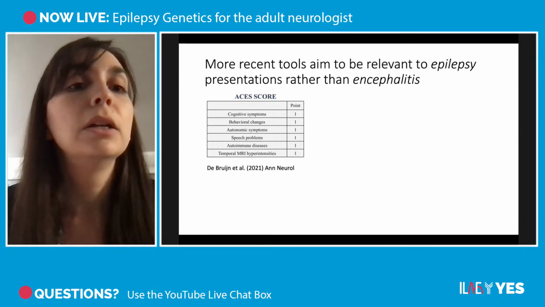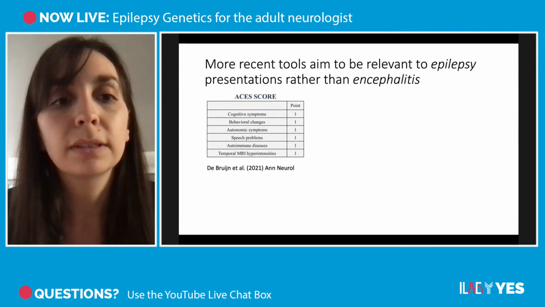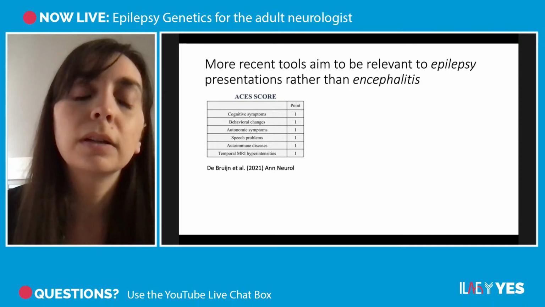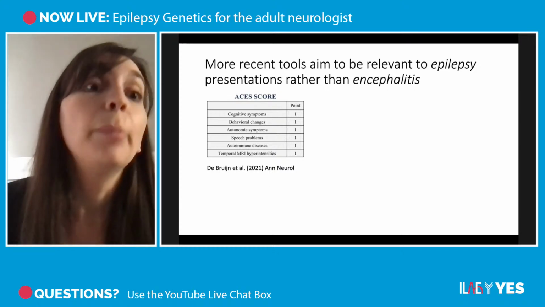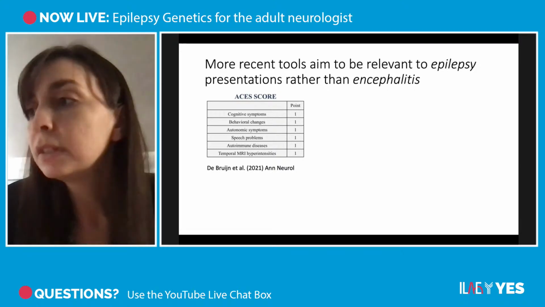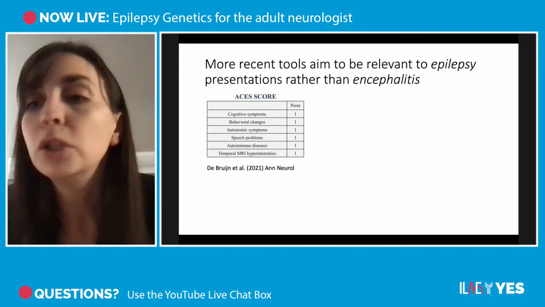So there's still general neurologic features of encephalitis, and there's very little in there that relates to epilepsy characteristics, like what types of seizures, what the EEG may show.